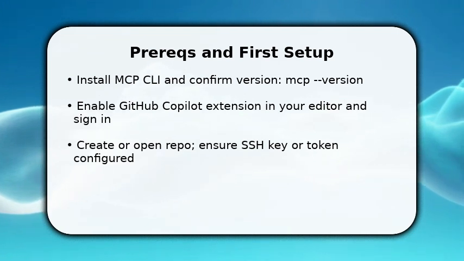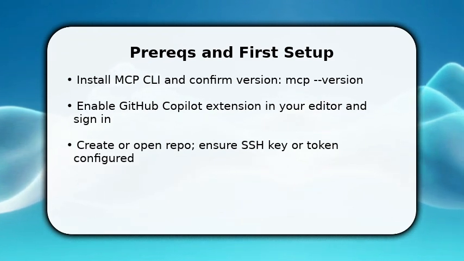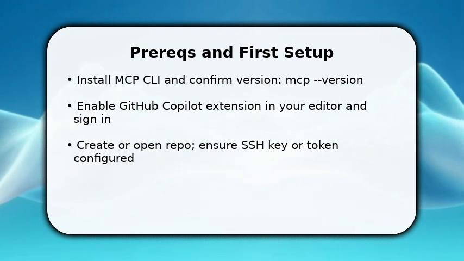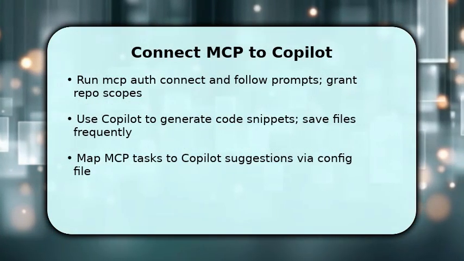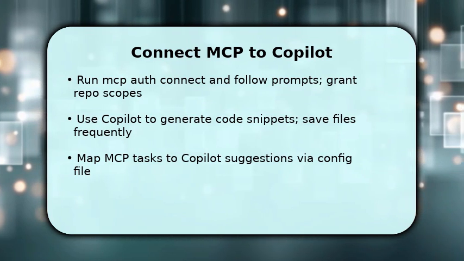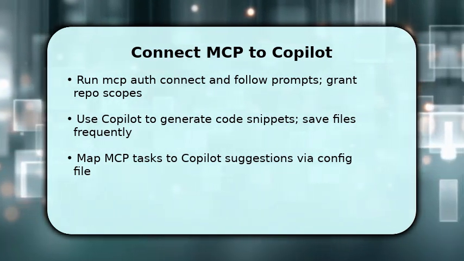Once done, initialize MCP in the repo with MCP init so project metadata is created. Make sure to commit that initial state so Copilot can work with current project context. You now connect MCP and Copilot, run MCP auth connect, and follow the prompts to grant necessary repo scopes so code generation can reference MCP tasks.